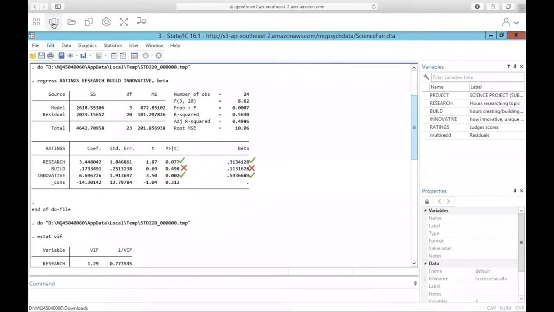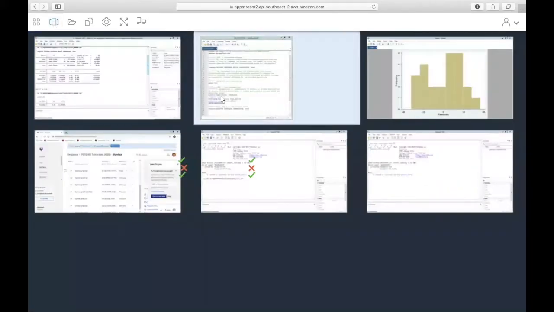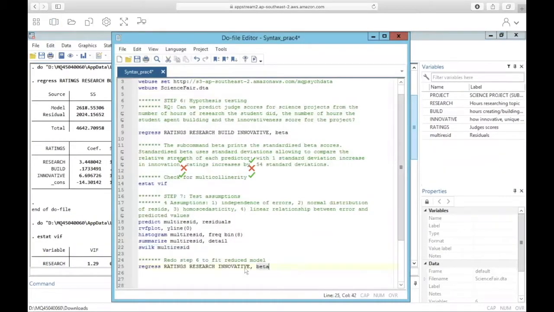Okay, so let's go ahead and fit this final model. The command here is simply regress, the DV ratings, and our two independent variables, research and innovative. And let's keep this comma beta here to get the standardized beta.